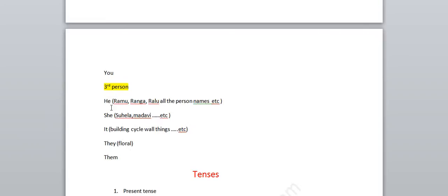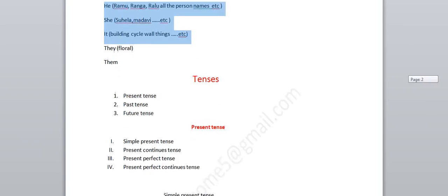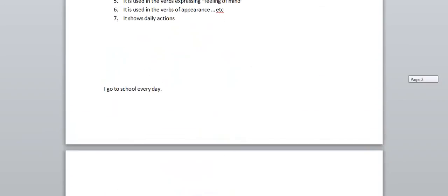Whenever I say third person singular, you have to remember whether it is he, she, or it. It's a physical equipment. See now, take an example: I go to school every day. This is a sentence. There we didn't find any helping verb. What is I? I is first person singular.